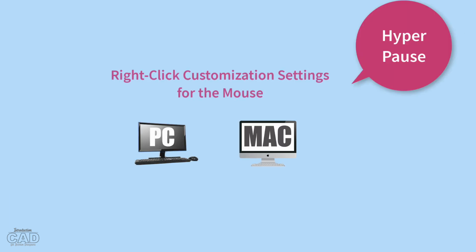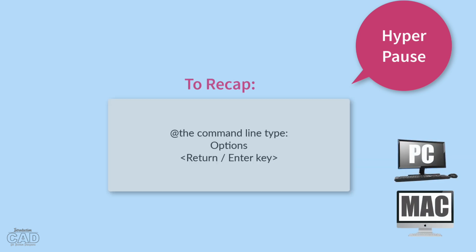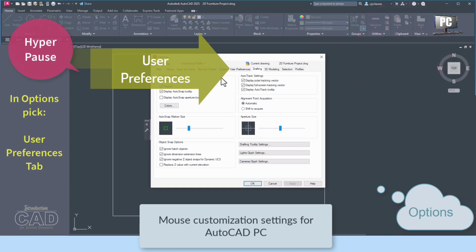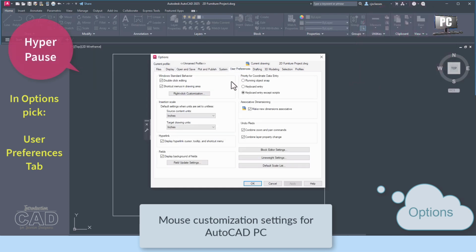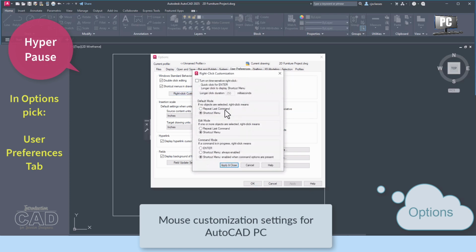Let's take a hyper pause here to discuss the mouse settings on both PC and Mac. In an earlier video, we set up the AutoCAD options for right mouse click customization. I recommend that you watch the relevant video for setting up AutoCAD on your computer. To quickly recap, at the command line type, Options, Return/Enter key. On the User Preferences tab, locate the button on the left-hand side entitled Right-Click Customization. Pick on it. From the new dialog box, make sure your settings match these.